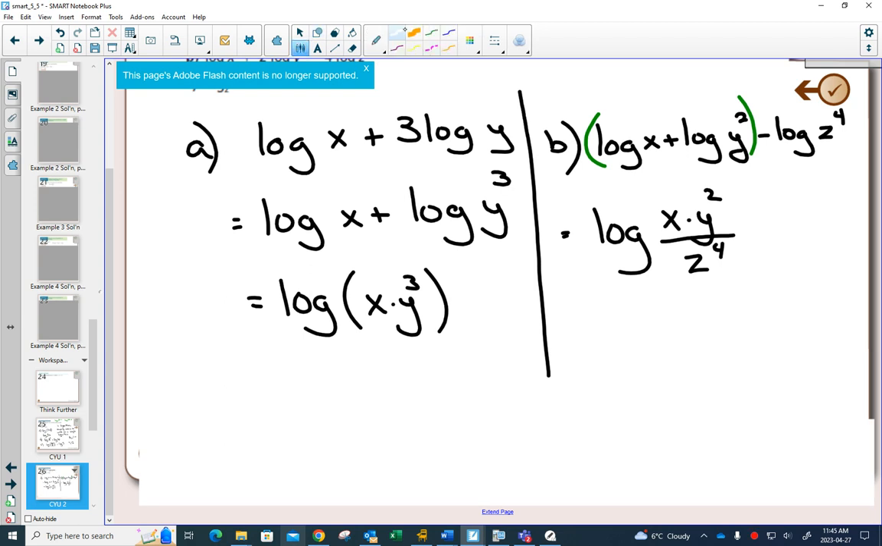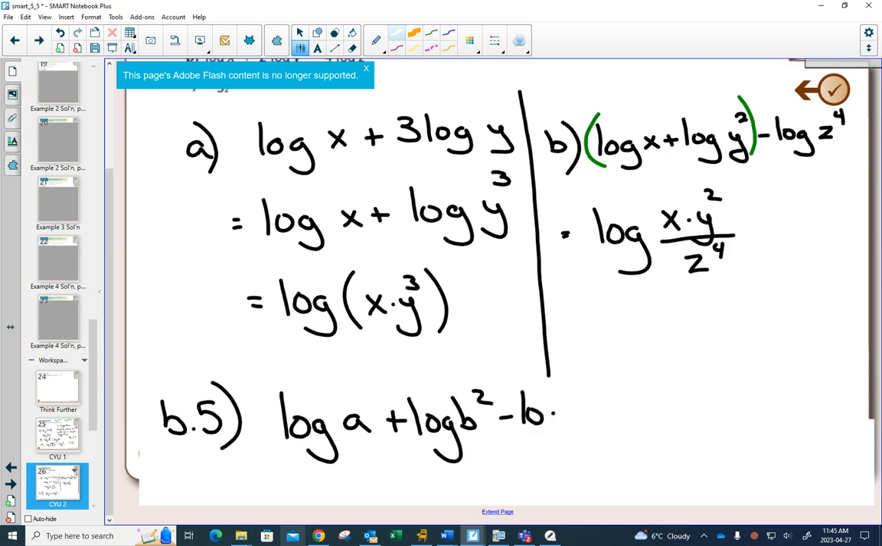We're going to add an extra example. We'll call it B.5. Perfect. It's the letter that's in between B and C. So, I want you to write as a single logarithm the following. Log A plus log B squared minus log C to the 5 plus log D cubed minus log of F to the 4. I already put the exponents in so we could save ourselves a step.